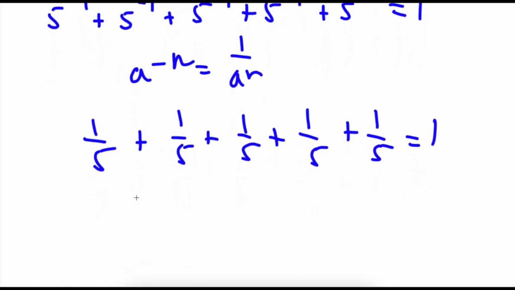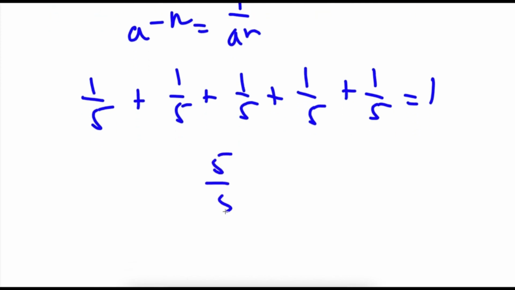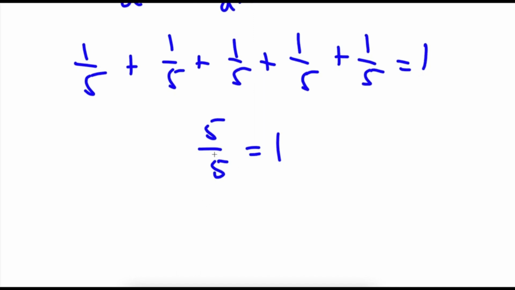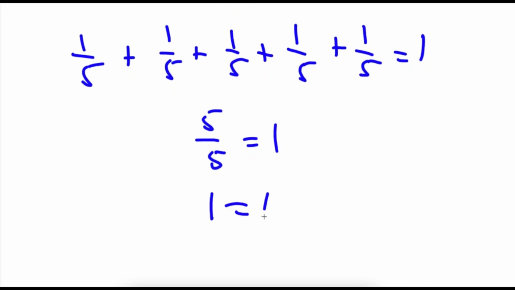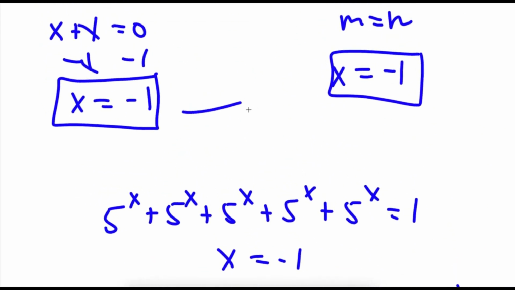1 over 5 plus 1 over 5 is 2 over 5. 2 over 5 plus 1 over 5 is 3 over 5. 3 over 5 plus 1 over 5 is 4 over 5. And 4 over 5 plus 1 over 5 is 5 over 5. So I have 5 over 5 is equal to 1. 5 over 5 is the same thing as 1 because any number divided by itself is 1. So I have 1 equals 1. And because this is right, our solution is right.